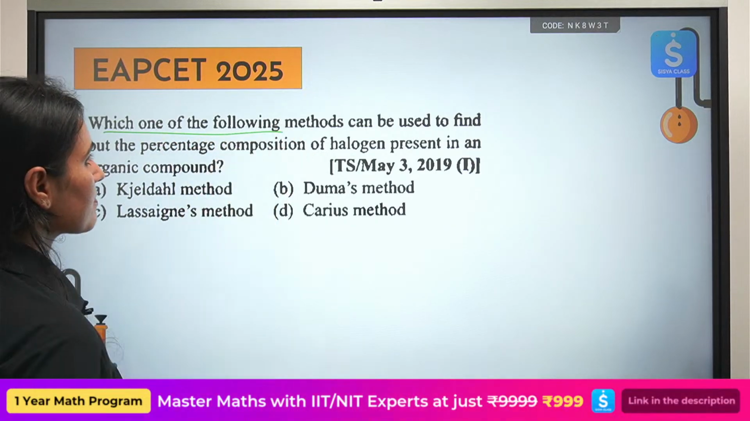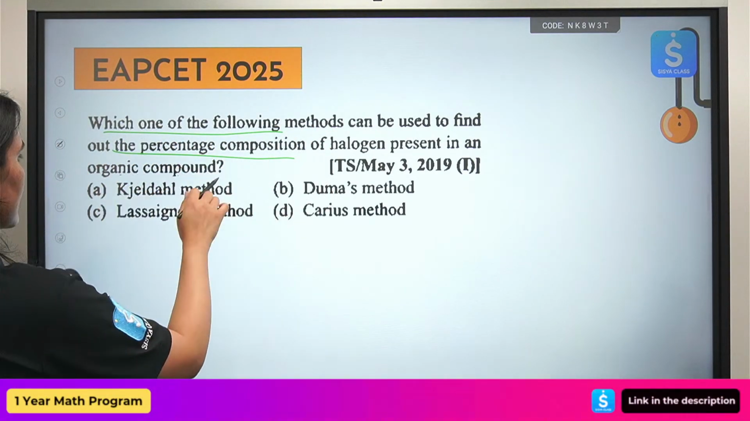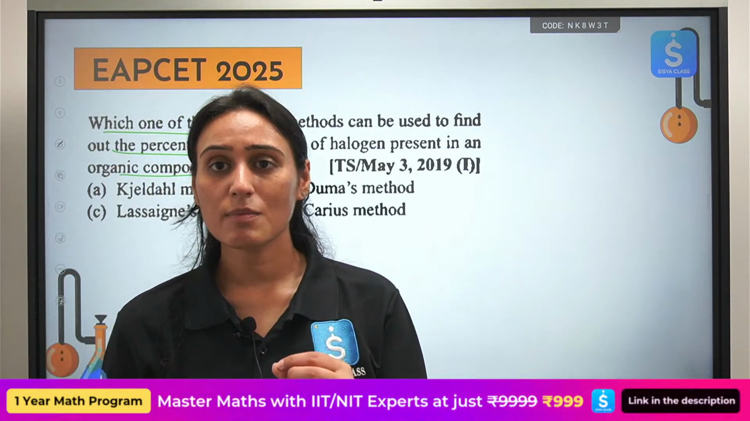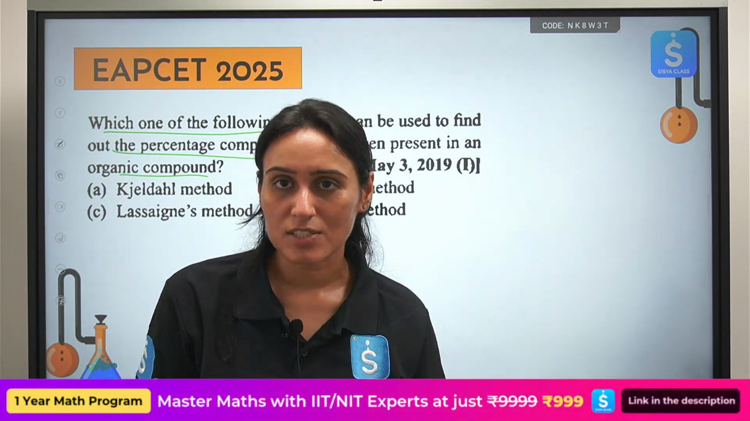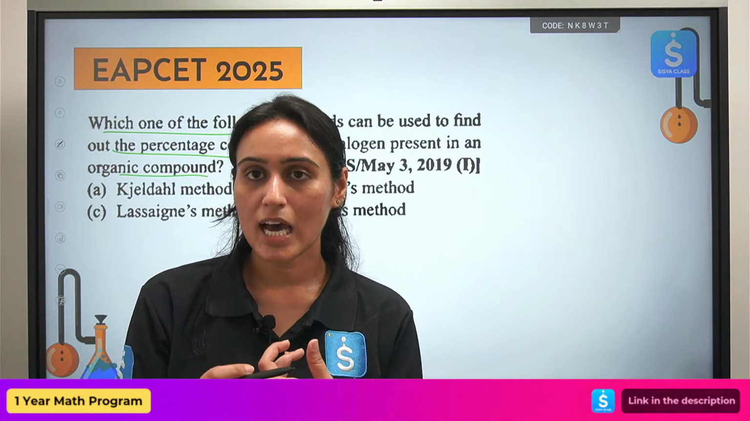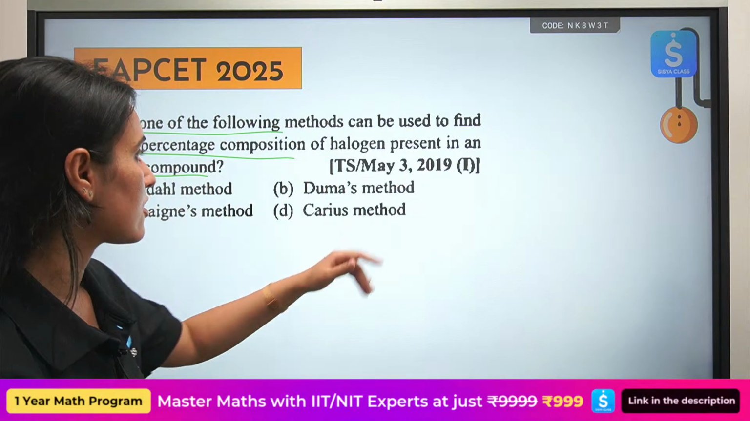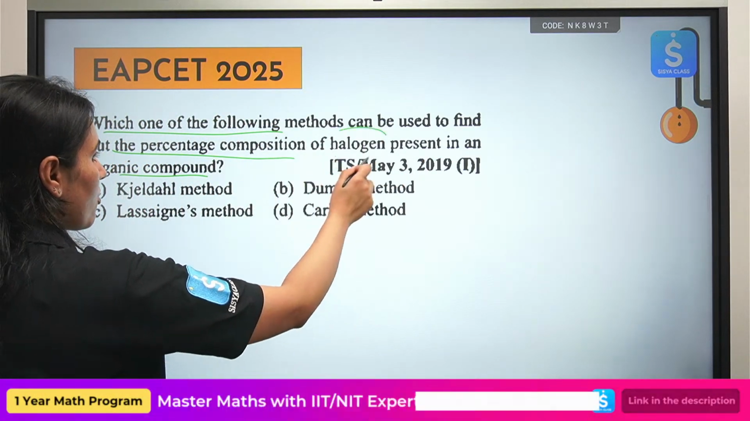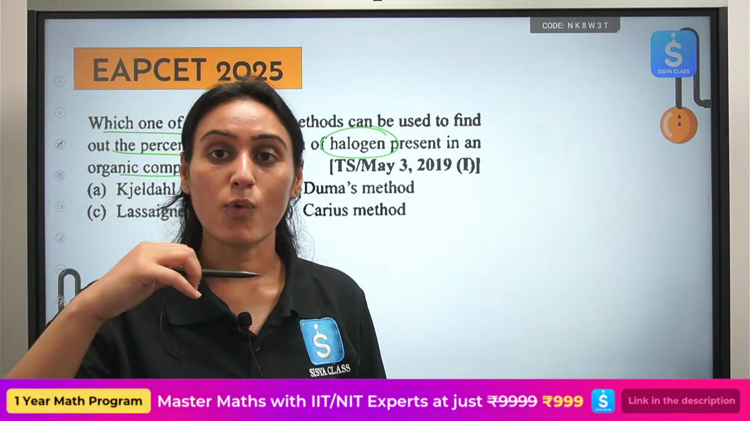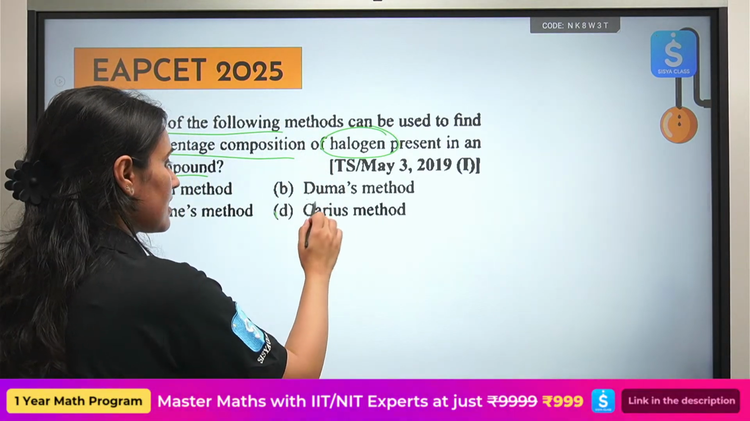Which one of the following methods can be used to find out the percentage composition of halogen present in the organic compound? So you have learned about different types of estimation methods based on the group you are trying to estimate. Carbon, hydrogen, nitrogen, sulfur, you have your halogens. So if you are trying to find out how much amount of halogen is present, what type of method do you use there? At least know the method.